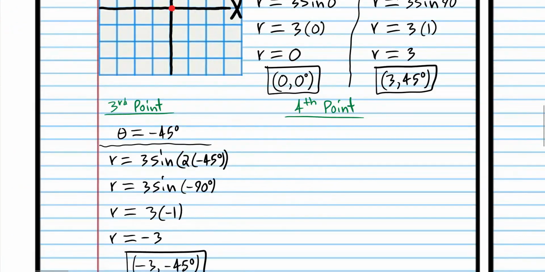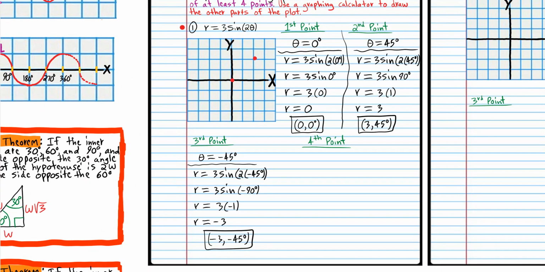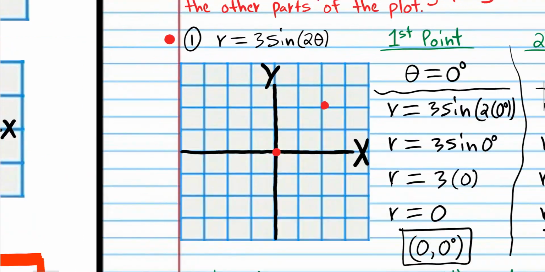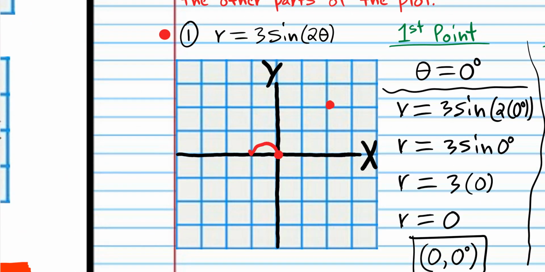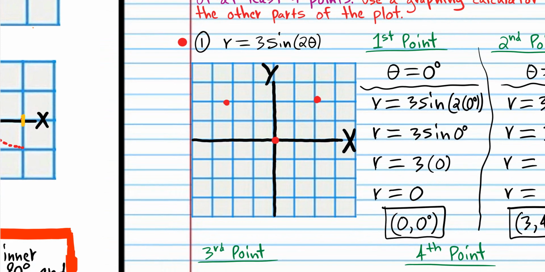So we'll see if this works. So we're going to count out negative 3 on the x-axis because r is negative 3. Then we're going to rotate negative 45 degrees, which would actually be clockwise. So we're going to end up somewhere up here, roughly. Let's move that up a little bit. Should be symmetric about the y-axis in this case.